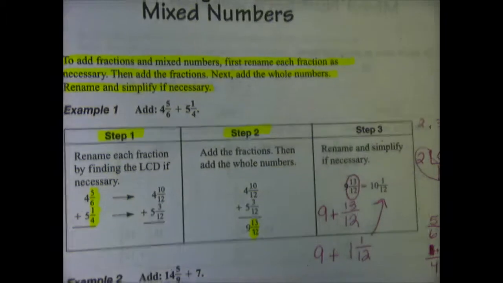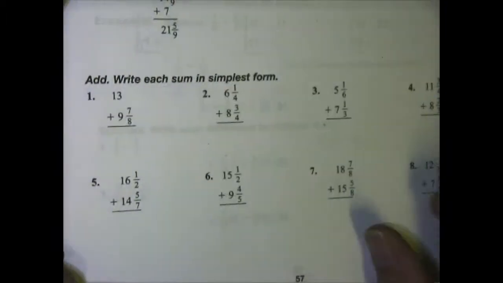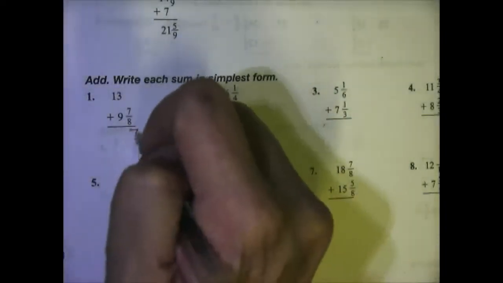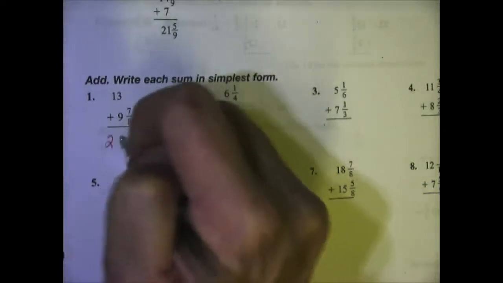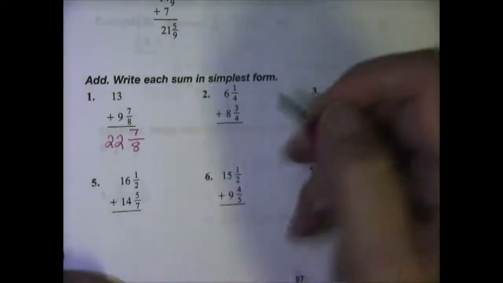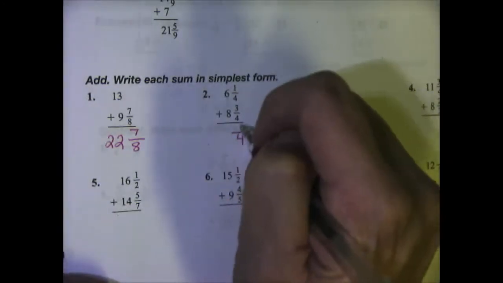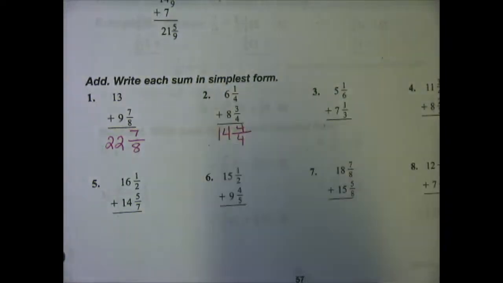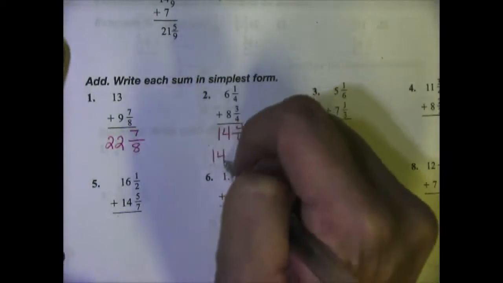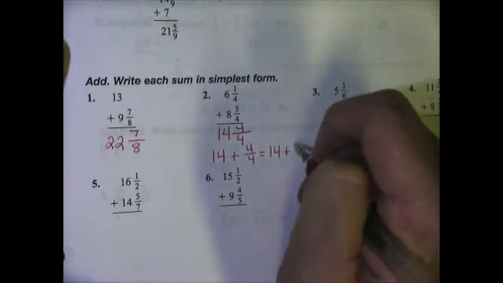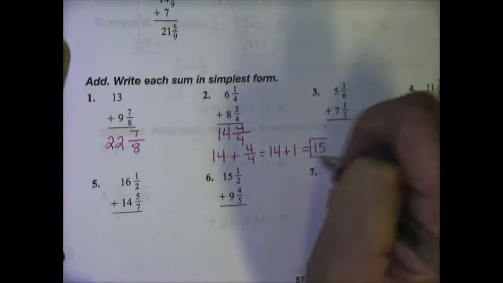So let's take a look down at the bottom at number 1. Number 1 says 13 plus 9 and 7/8. Well, when we add these together, we only have one fraction, so we have 7/8. 13 plus 9 is 22, so 22 and 7/8. For number 2, we have 1/4 plus 3/4. Well, we know our denominator is 4. 1 plus 3 is 4. 6 plus 8 is 14. Well, 14 and 4/4 isn't going to work because 4/4 equals 1. So remember that we are actually saying 14 plus 4/4, which equals 14 plus 1. So the answer is actually 15.